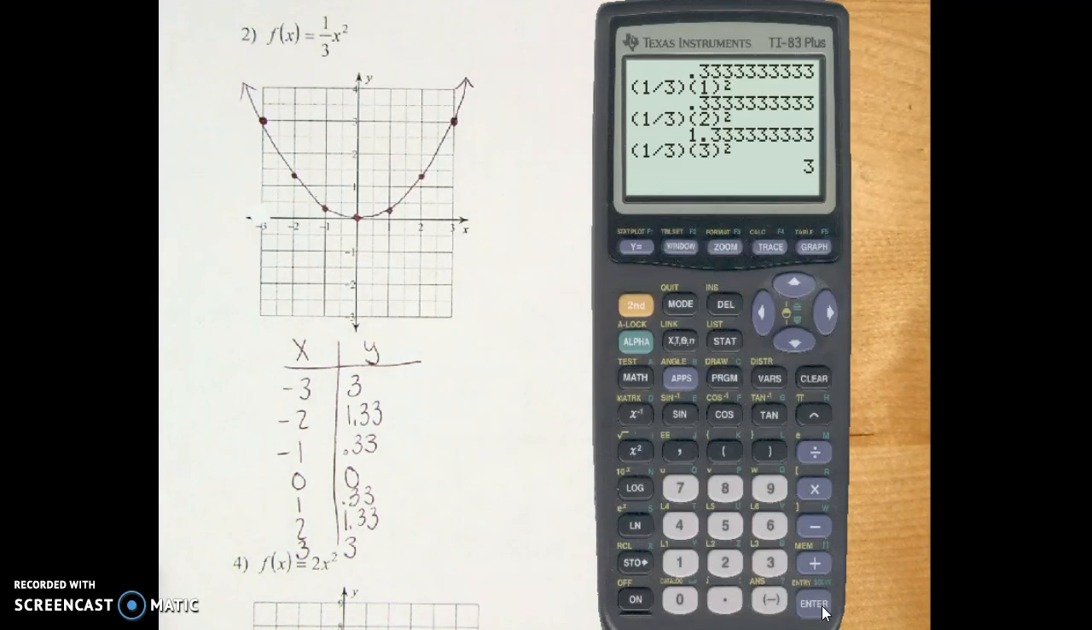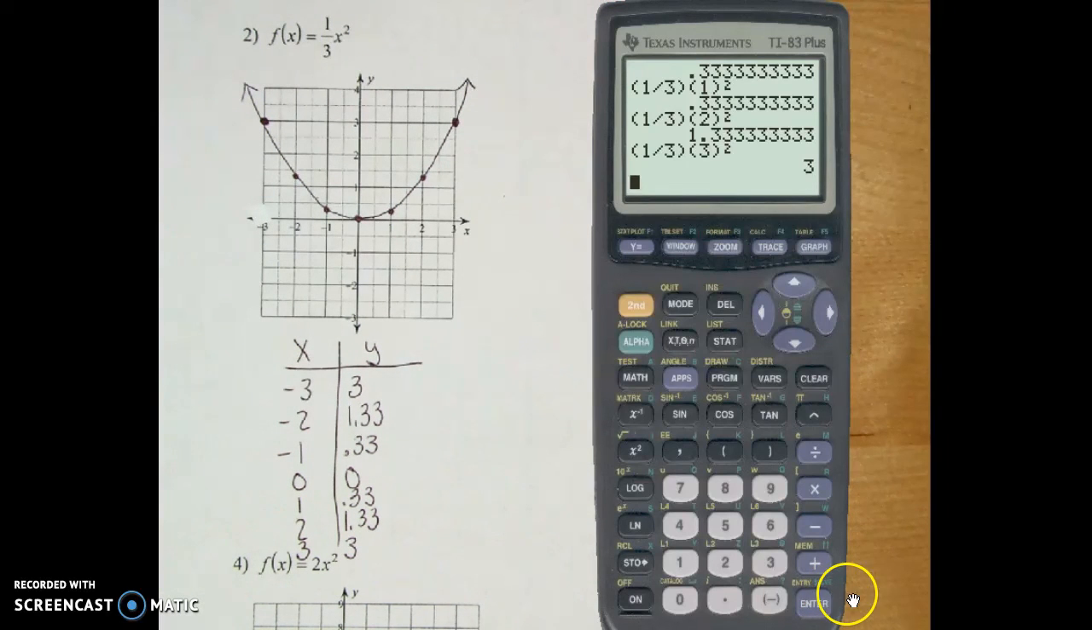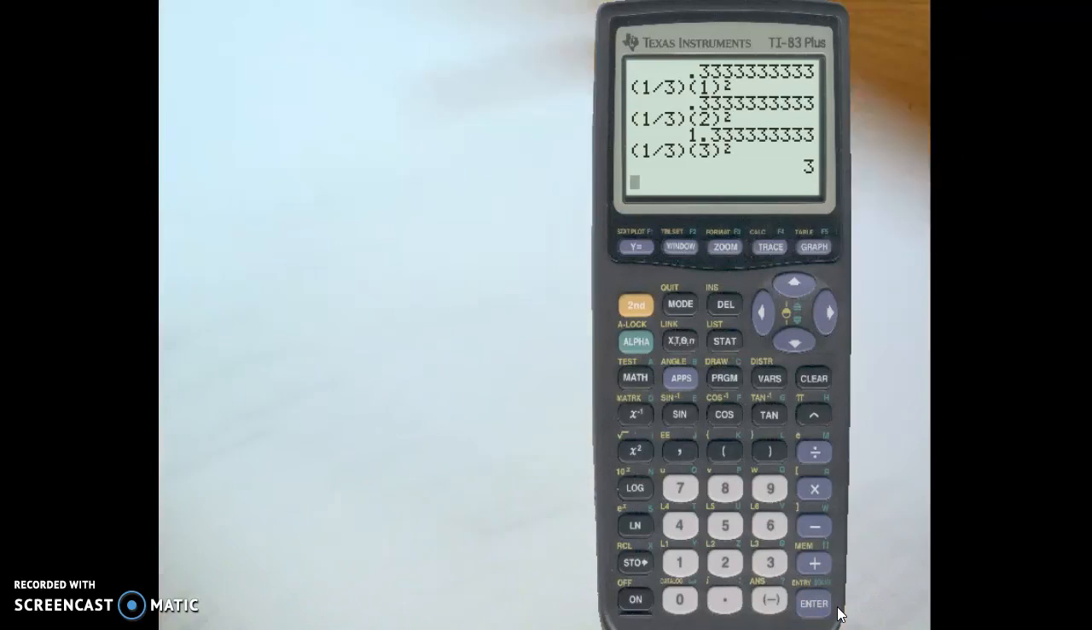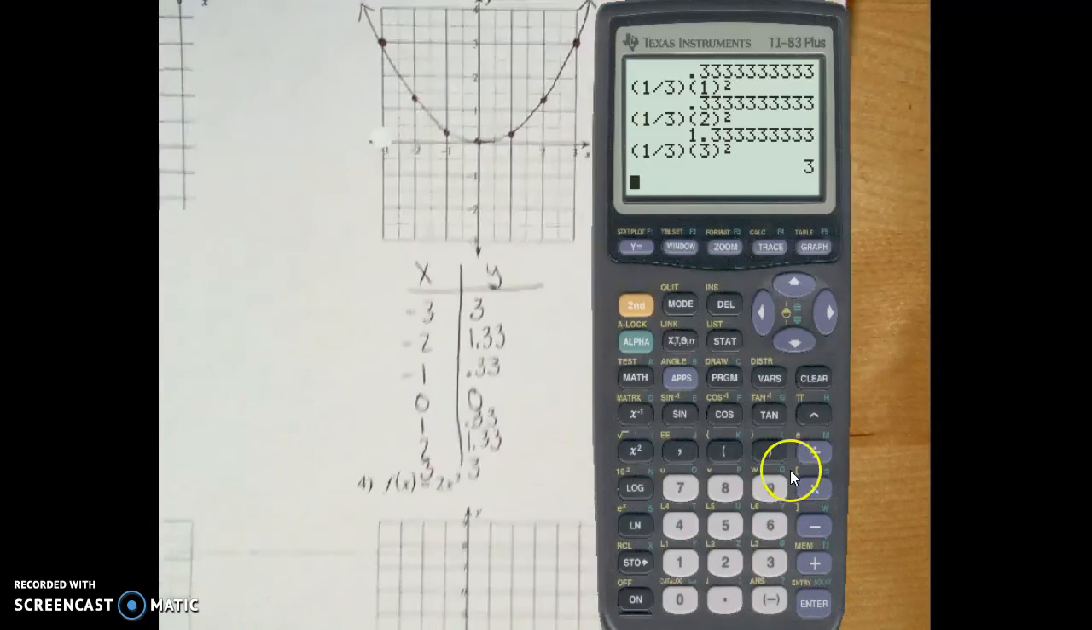Okay, so that is it for the notes for today. Pretty easy day. You need to complete the other 8 of them. Okay, so that's it.